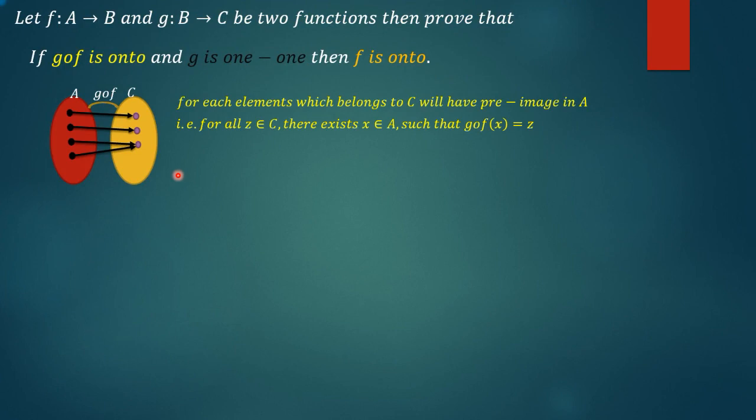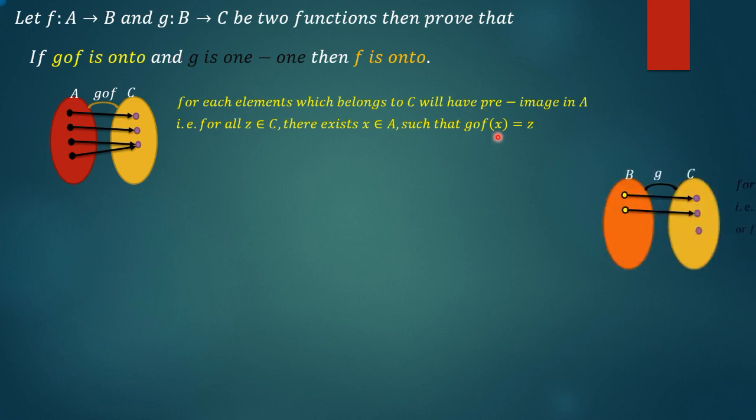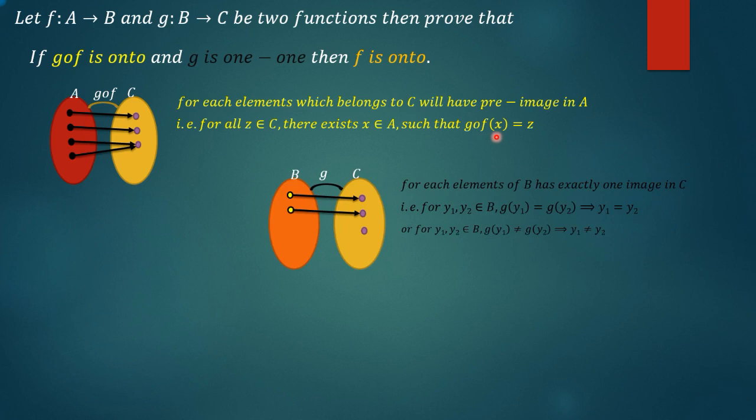It is clear that gof is a mapping from set A to C. Then the meaning of onto is that each element which belongs to set C will have a pre-image in set A. That is, for all z belongs to C there exists x belonging to A such that gof of x is equal to z. Now let us understand what a 1-1 function is.